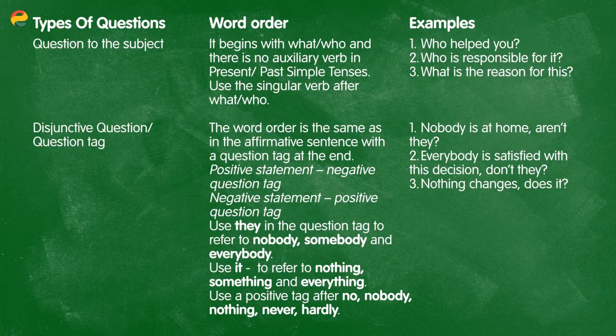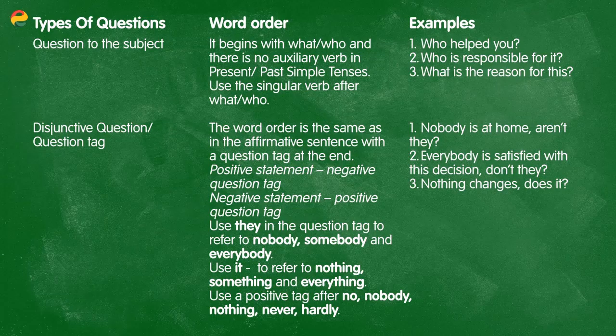Questions to the subject begin with what or who, and there is no auxiliary verb in the present or the past simple tenses. And remember to use singular verbs after what and who. For example, who helped you? Or who was responsible for this? Or what is the reason for this?